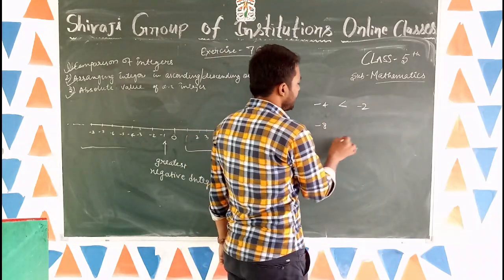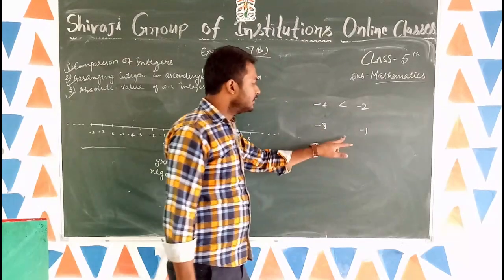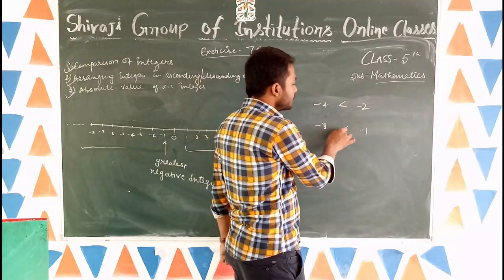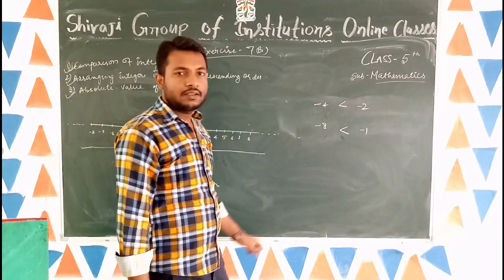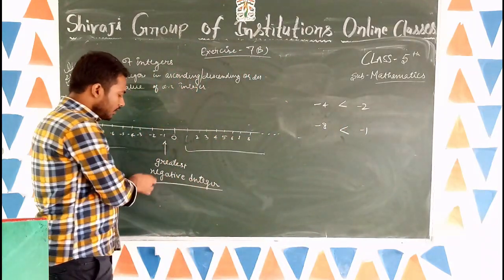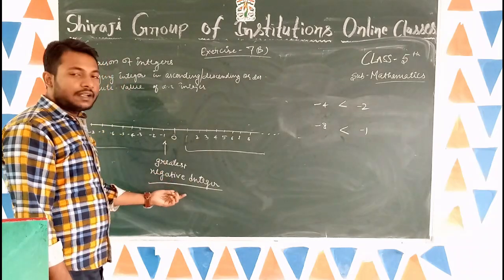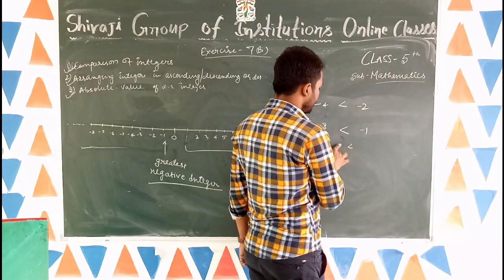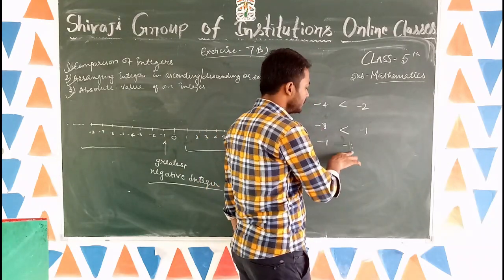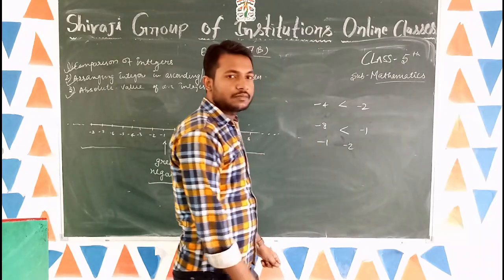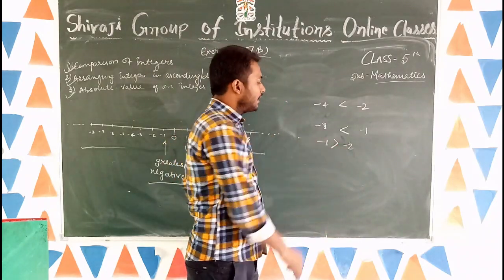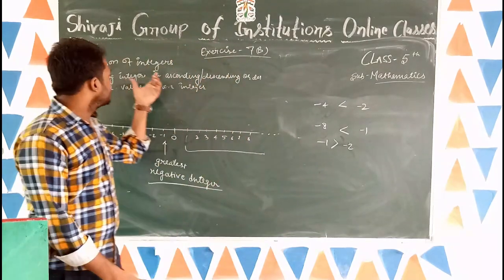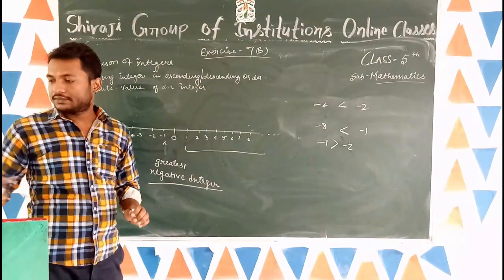If -8 and -1, which number is greater or which number is smaller? Here -1 is greater and -8 is the smaller number, as we have discussed, -1 is the greatest negative integer. In the case of -1 and -2, which number is greater or which number is smaller? Here -1 is greater and -2 is the smaller number. Okay, students, so this is the concept of comparison of integers.